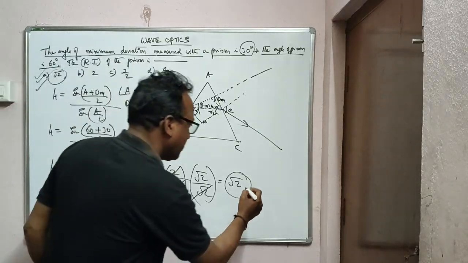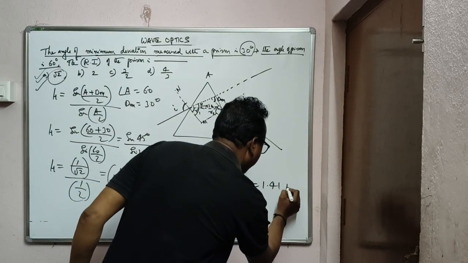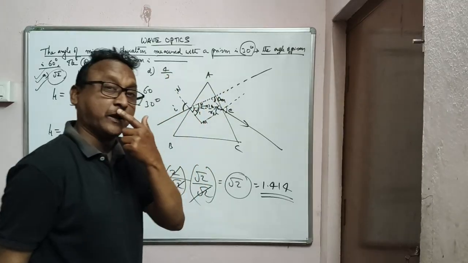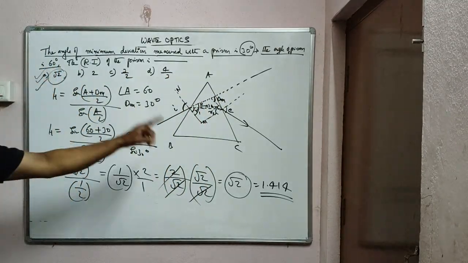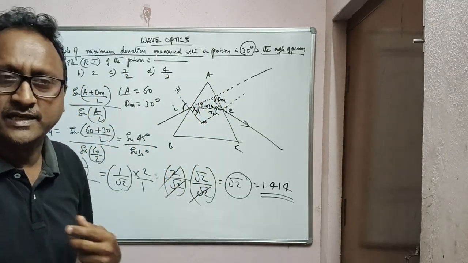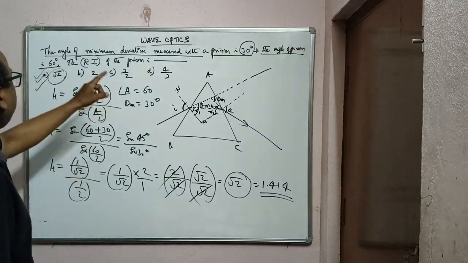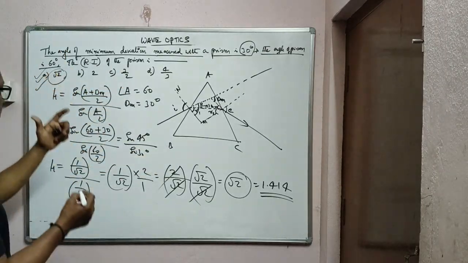And root 2 is also equal to 1.414. Sometimes they give it like that in the options, 1.414 instead of root 2. That is the exact value. So the refractive index of the prism is nothing but root 2.